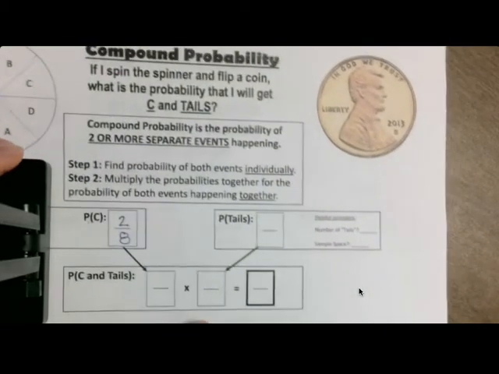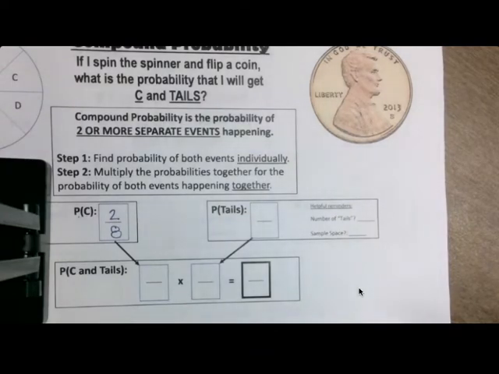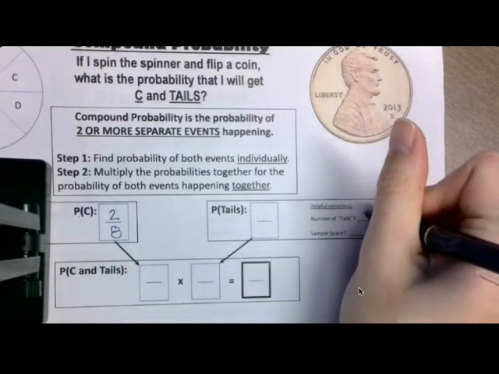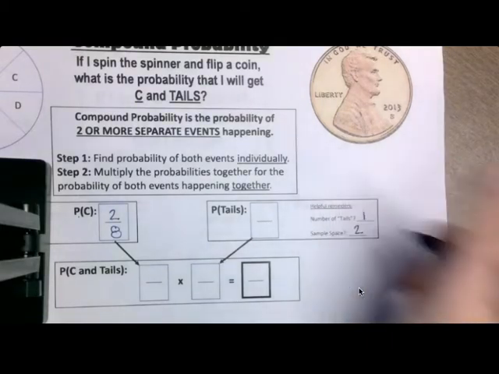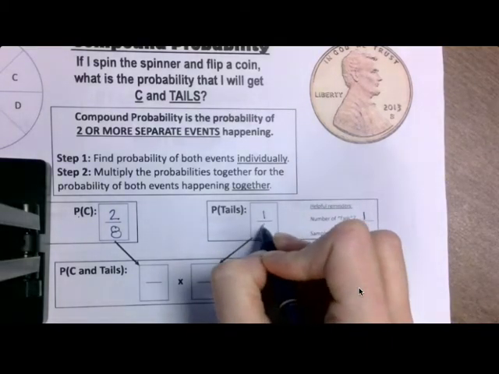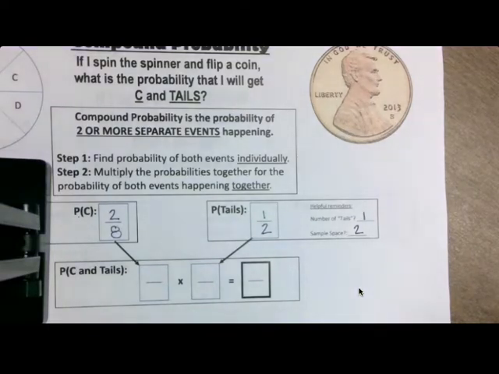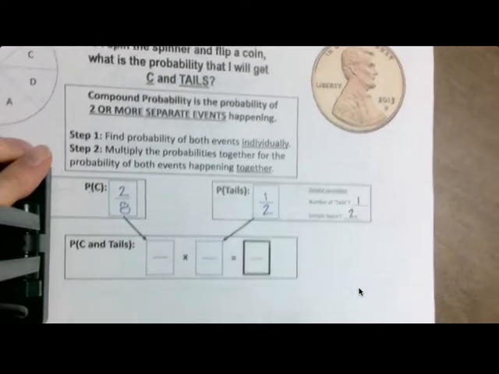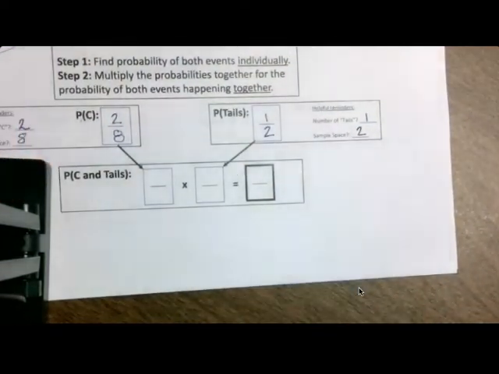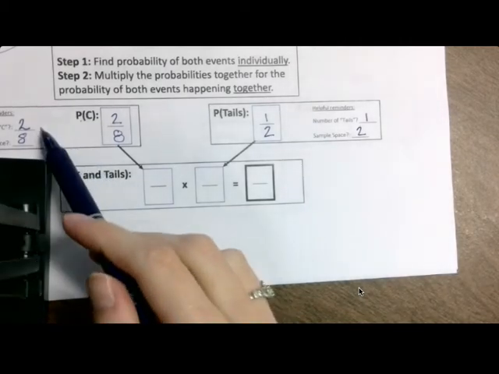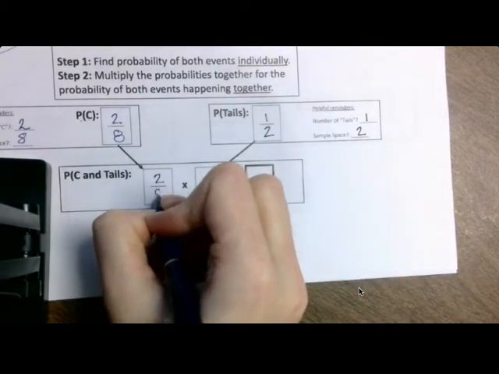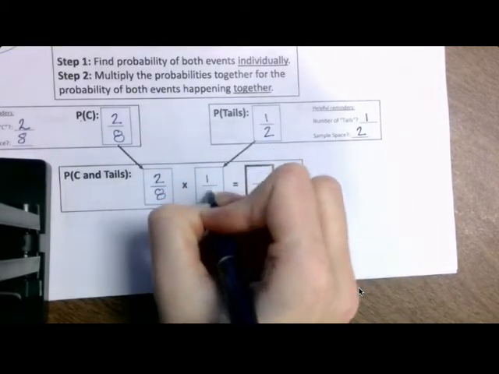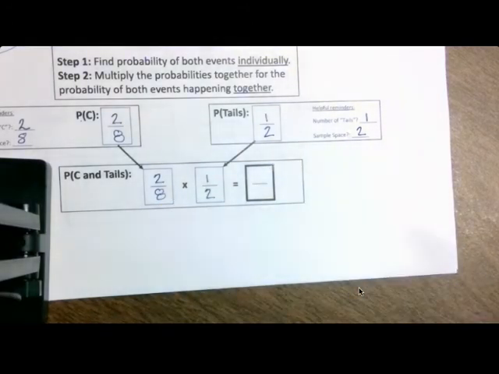So then it says, what is the number of tails? How many ways can you get a tail on a coin? 1. What's your sample space? 2. So that would be the fraction 1/2 or 1 over 2. Then we want to know, if I do it together, what's the probability that I'm going to get a C and it's going to land on tails? So I would put the fraction 2/8 right here and 1/2 right here.